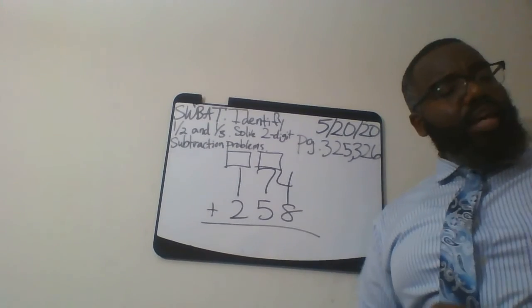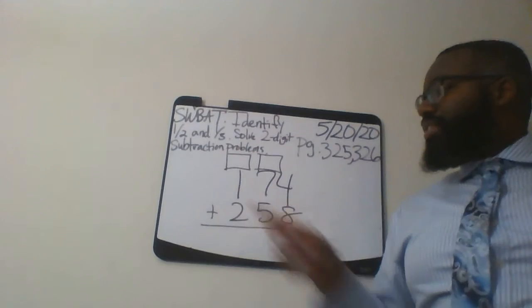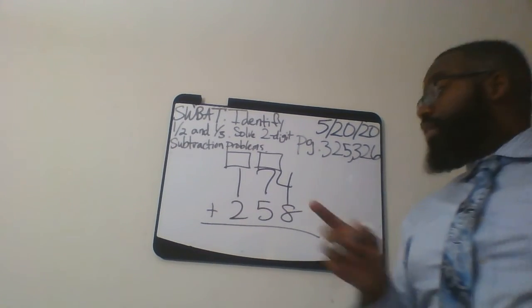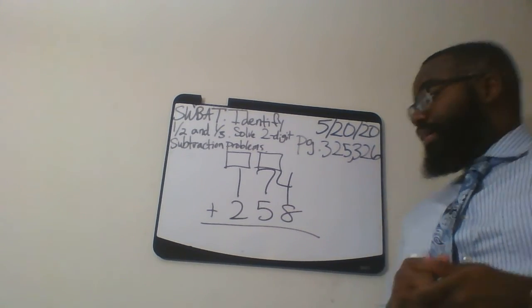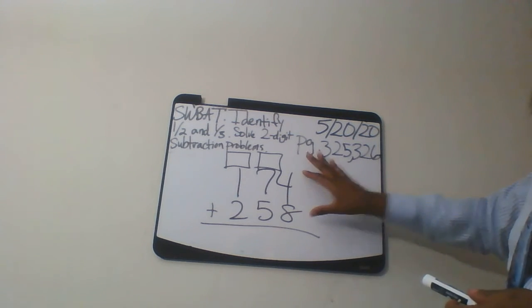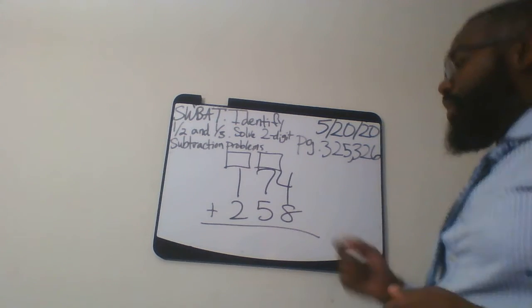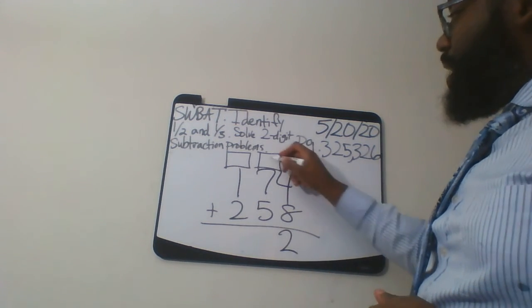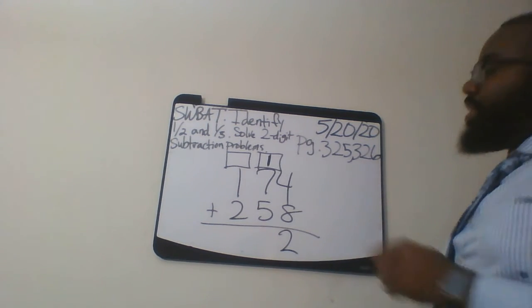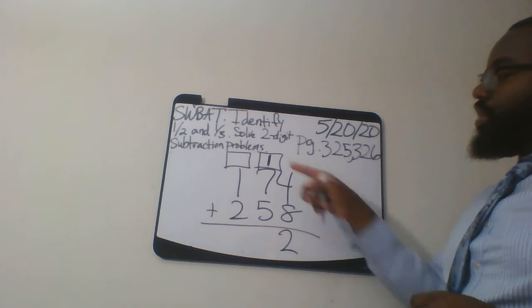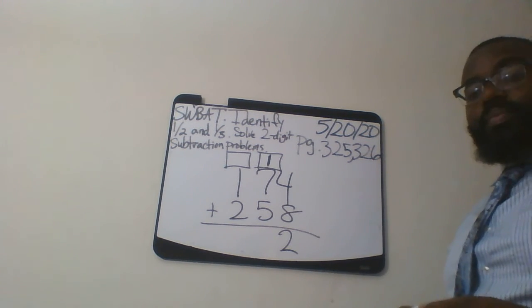Now let's take a look at number 2, the very last question. It has 174 plus 258. So let's start in the ones place. 8 plus 4. What is 8 plus 4? We know that's 12. 2 then goes down on the bottom, and 1 goes up top over here to our next neighbor, which is the tens place. So 1 plus 7. What is 1 plus 7?